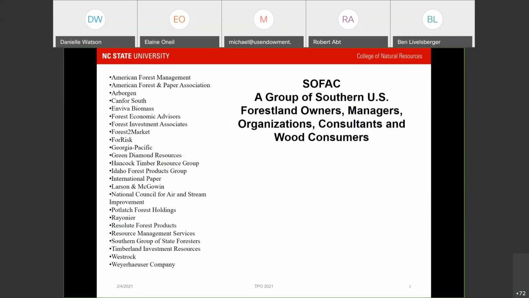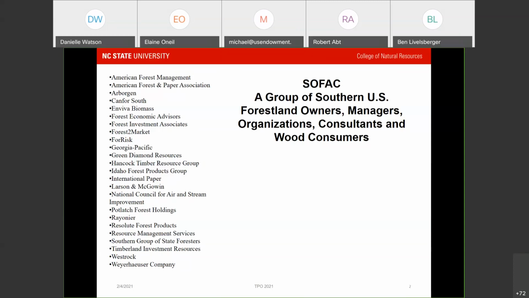Okay, here we go. So SOFAC is a group of really all parts of the interest groups involved in the Southern Forest Resource. It's the major owners of land, the major consumers of wood products, the major TIMOs and REITs that are part of it. This membership list might be a little bit out of date.